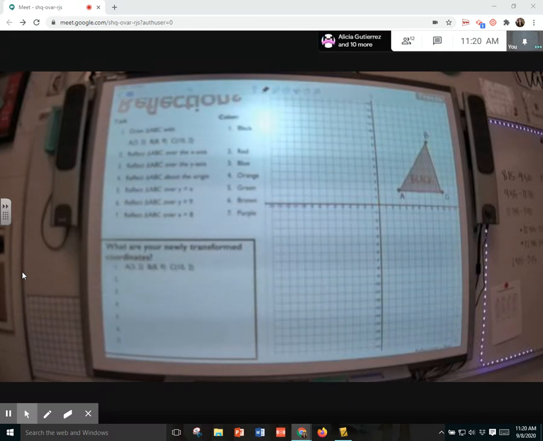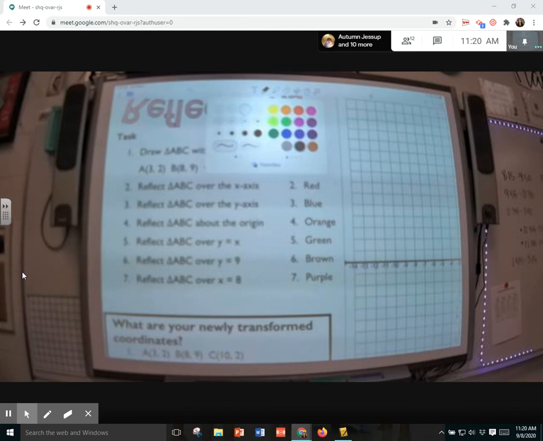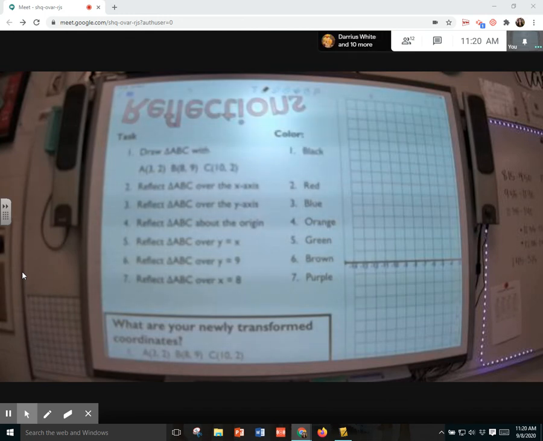Instead of it saying the origin, it's going to be y equals negative x. So make sure you change that number 4.